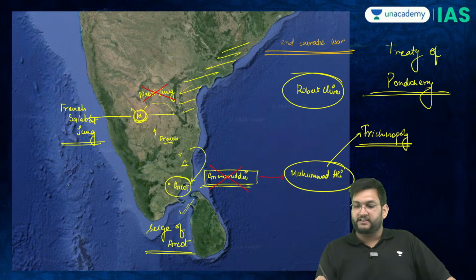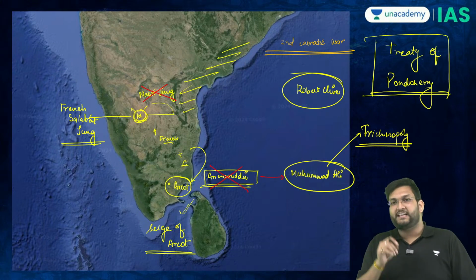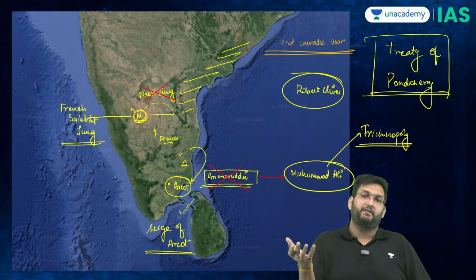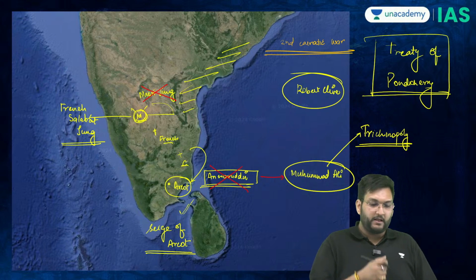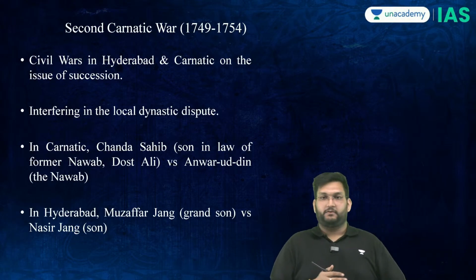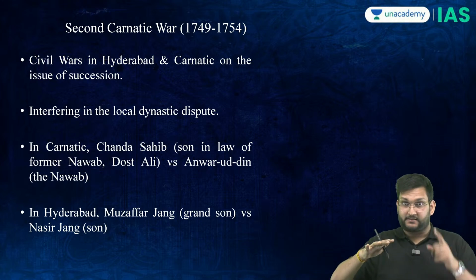So the Treaty of Pondicherry will restore everything back, but will show that it was very easy to influence rulers through the military might of each. And naval power, British, nobody can defeat, and industrial power at this point of time. So when we talk about the Second Carnatic War, civil wars in Hyderabad and Carnatic, now I'm adding the details.